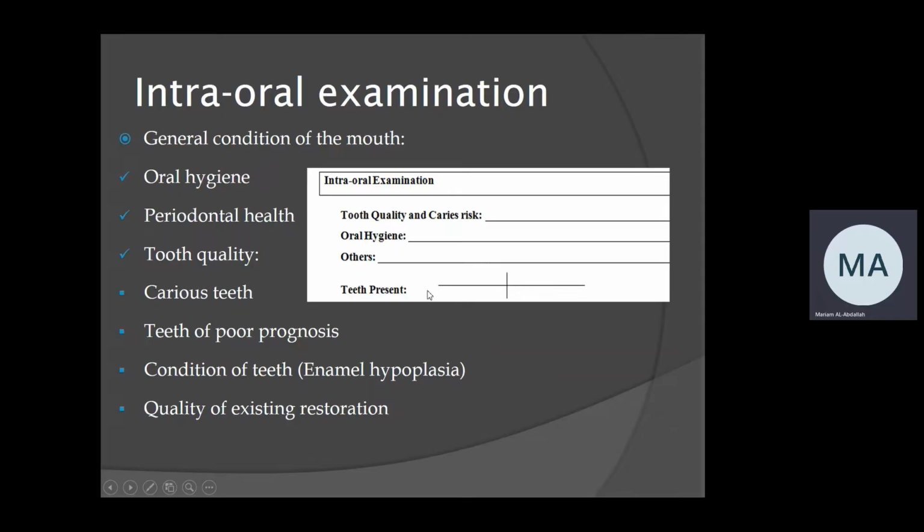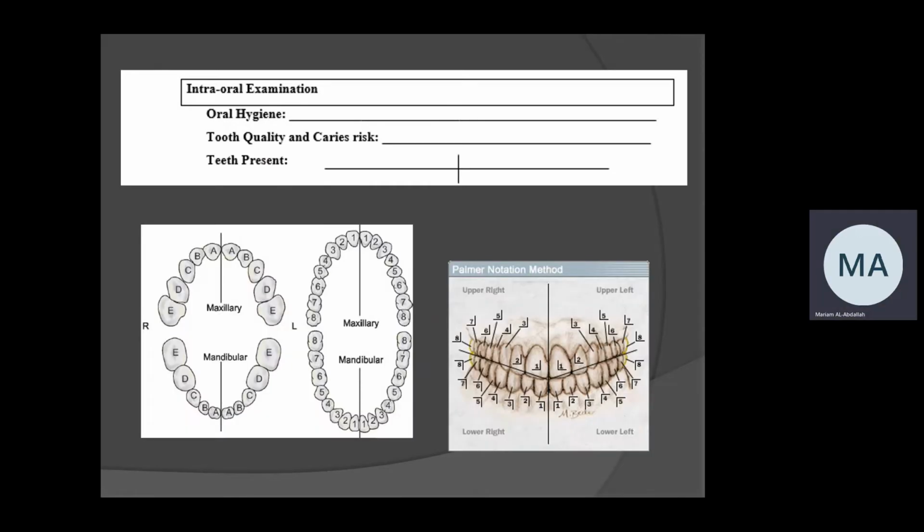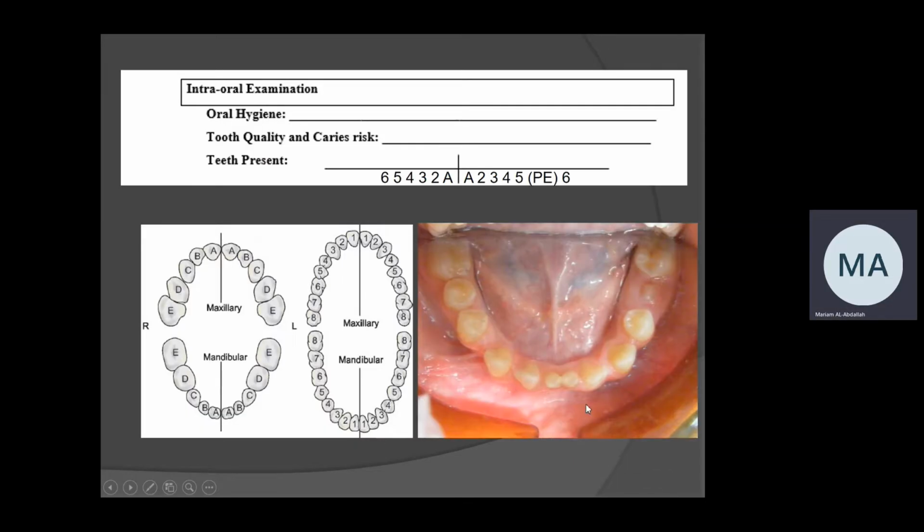As you go for the general examination, you need to check and count teeth, and this step is very important. You should not overlook it at all. We use the 1, 2, 3, 4 system for the permanent dentition and the A, B, C, D system for the deciduous dentition. If you're going to talk about individual teeth, then you can use the Palmer notation method to specify your tooth.